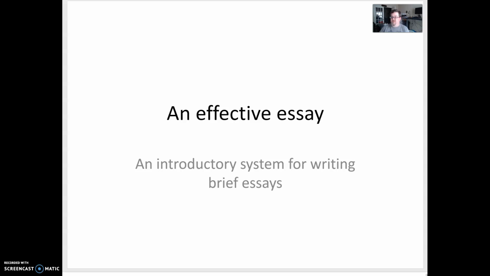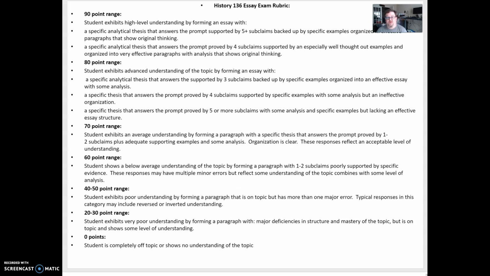Now, I know some of you are already more advanced writers, and you may write essays in different ways. That does not mean that that system is wrong or that you are writing essays incorrectly. So write essays the best way you know, but take a look at this, and this will give you a place to start from. The first thing I want to look at is the rubric for exams in this class.